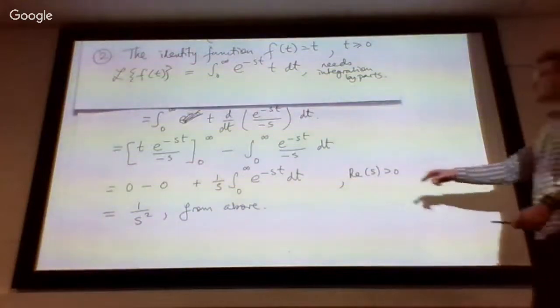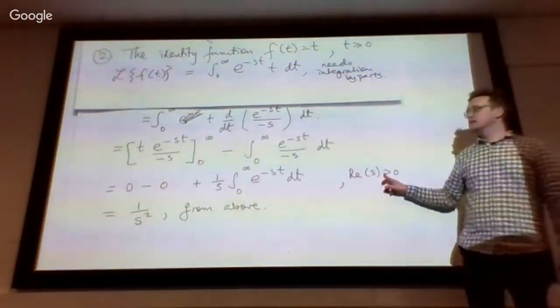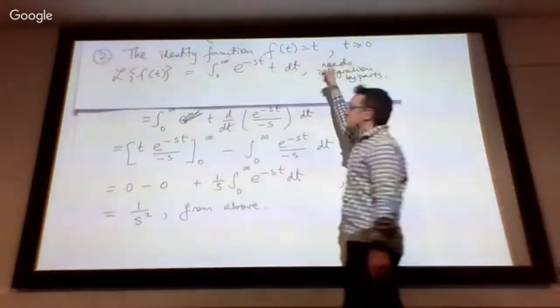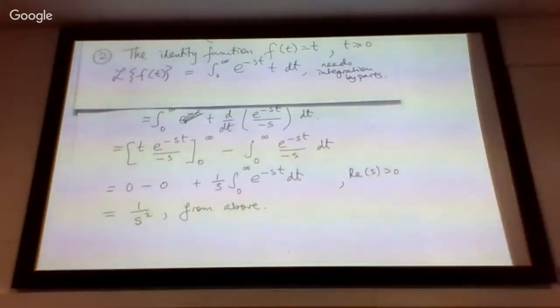As long as the real part of s is positive again, the Laplace transform of the function f of t equals t is 1 over s squared. So that's our first couple of Laplace transforms we're seeing.